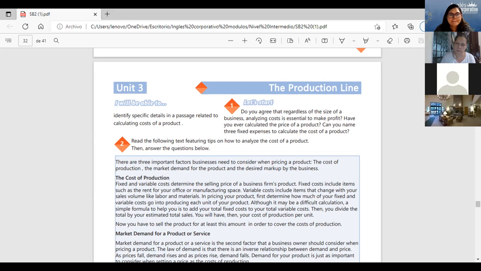A profit is the same as margin. Exactly. Ah, okay. It is la ganancia, right? Yes. That's the utility that you get. But first remember there are many things to take into consideration. Later on in the reading, we will see all the aspects that you have to take into consideration when you want to calculate the costs. This is very interesting. Yes, definitely.